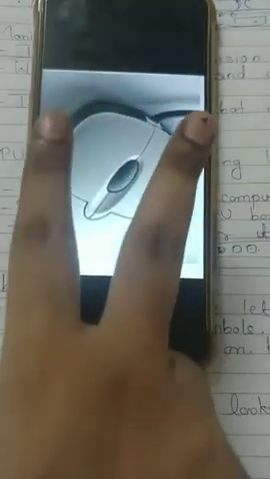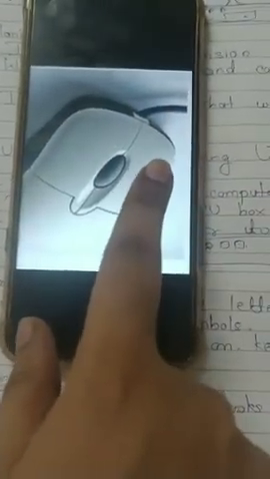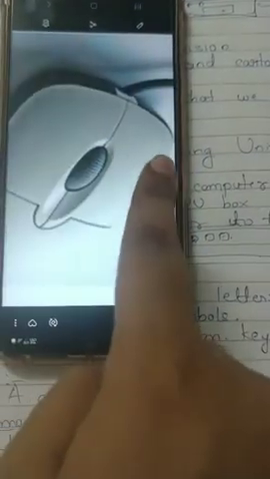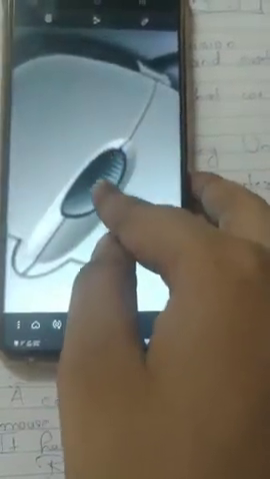How many buttons are there on the mouse? Two buttons are present. This is the left mouse button, the right mouse button, and in between the scroll wheel is present. One is the left mouse button and the next one is the right mouse button. And the wheel in between is known as the scroll wheel.